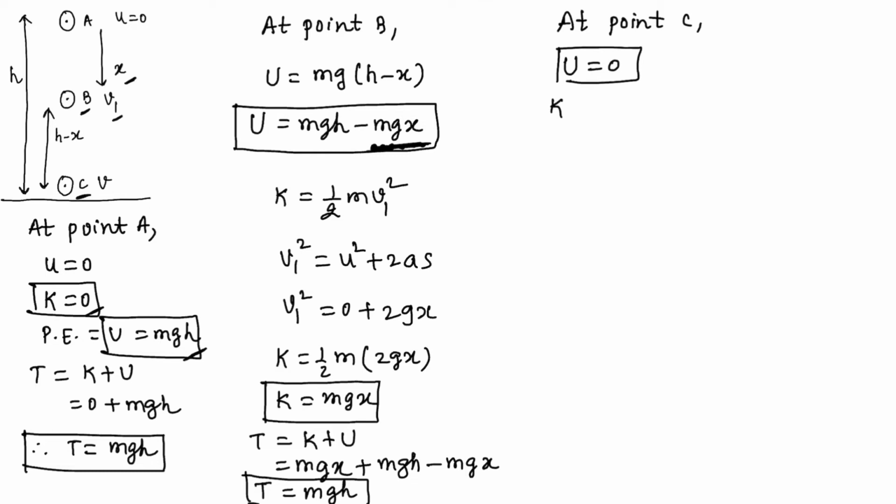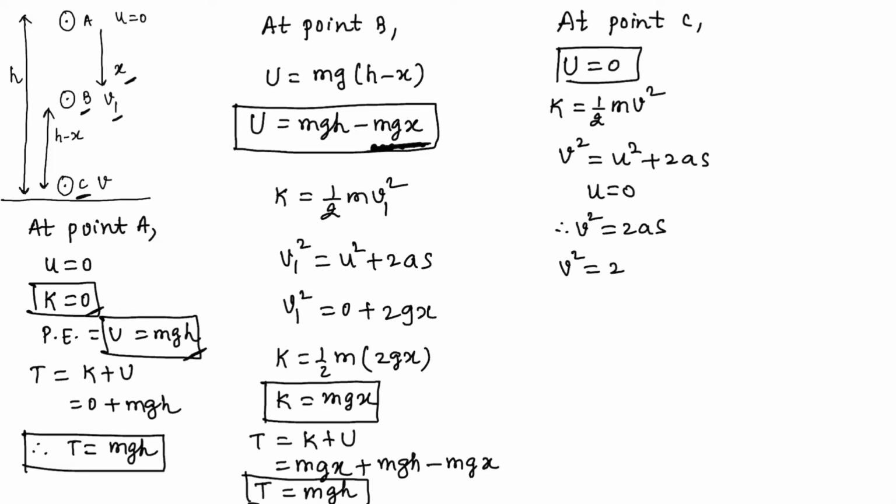Kinetic energy is equal to half m v squared. But again, we know that v squared is equal to u squared plus 2as. Now if we consider A as the initial point and C as the final point, since A is the initial point, u is 0 at point A, so v squared here becomes 2as. So we can say v squared is equal to 2 times g, the acceleration due to gravity, times s. What is the distance that the object has covered from point A to point C? That is h. So s is equal to h.